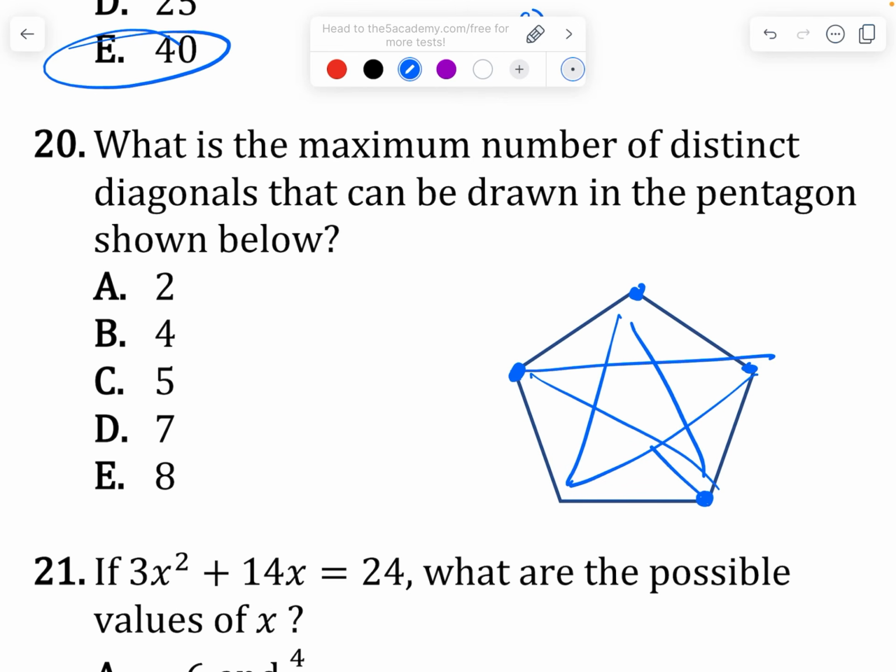If I go to this point, I can't add here because I already have 1. I can't add here because I already have 1. So I'm kind of stuck. That's it. You're at 5. And you see I drew a perfect star. So that's how you know you've done all of them.